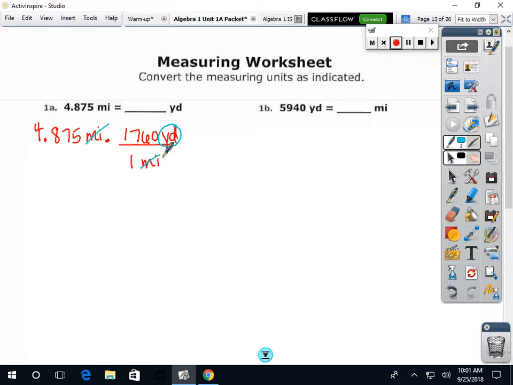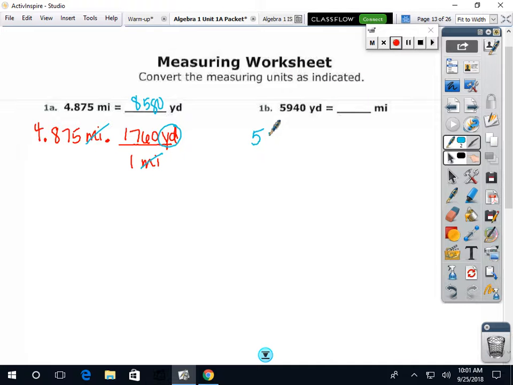I cross out the miles, and now you just multiply 4.875 times 1,760, and you get 8,580 yards. You don't do it any different. You're just going to have to type in a decimal when you go to multiply. Okay, so now let's look at 1B.